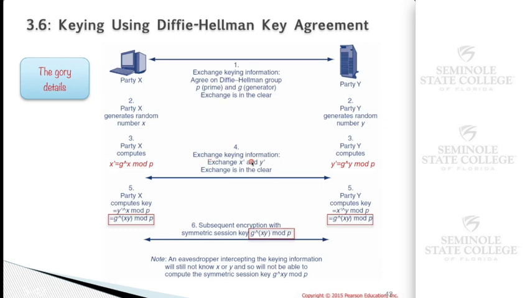So you end up exchanging x prime and y prime. Now, next step, party X computes something called y prime, which it got from party Y, raised to the power of x that it knows, mod p.